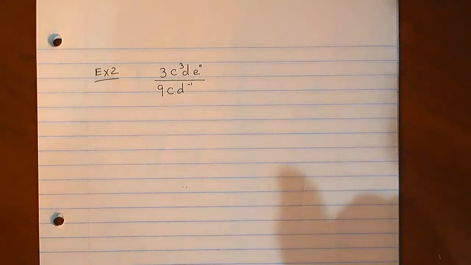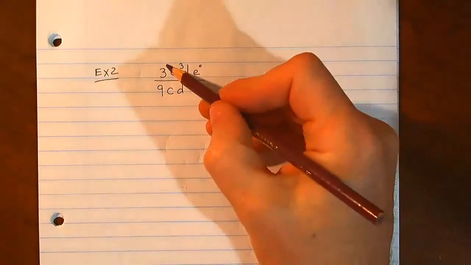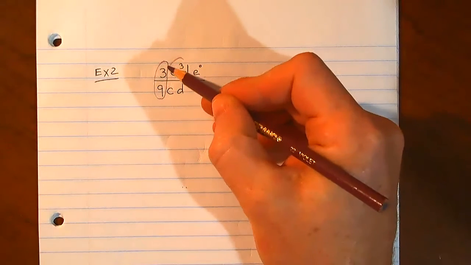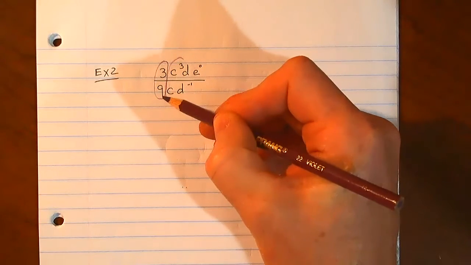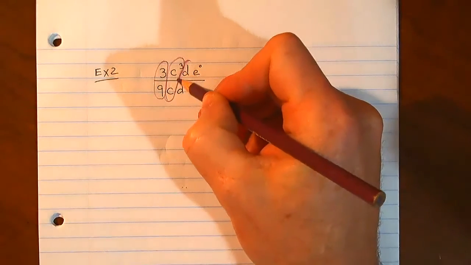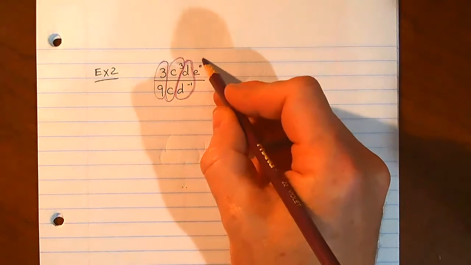But here we go. We did a problem like this a couple of videos ago. And in this type of problem, what I personally recommend is pairing things up based on the type of stuff that I'm working with. So I've got a 3 and a 9, which are just regular old numbers. And then I've got some C's. And then I've got some D's. And last but not least, I've got this E.